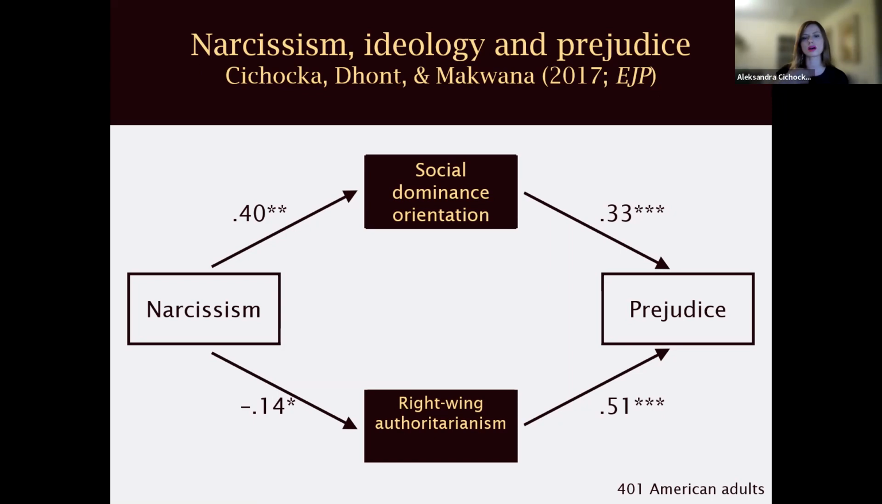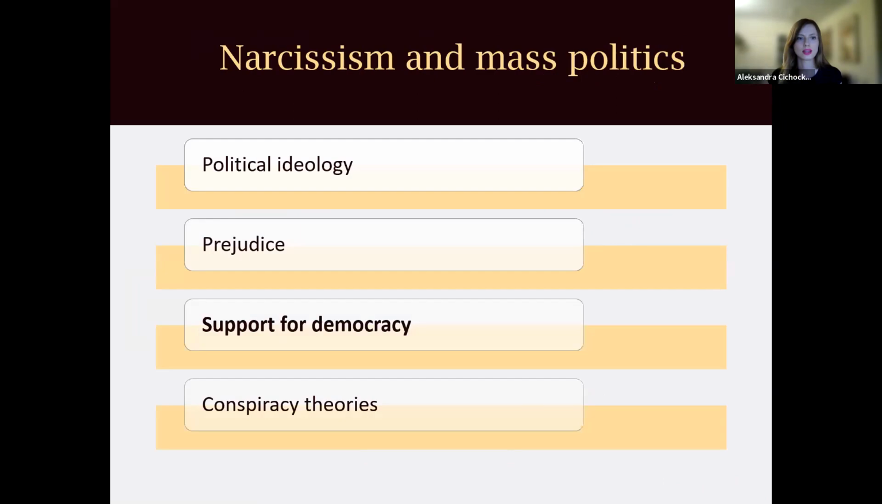But this also suggests that narcissists might be prejudiced only towards certain groups, that is, groups that challenge, for example, social hierarchies, but not necessarily groups that challenge social norms and traditions. So I think that has interesting implications and could be integrated with, for example, Sibley and Duckitt's dual process model of prejudice towards different groups.